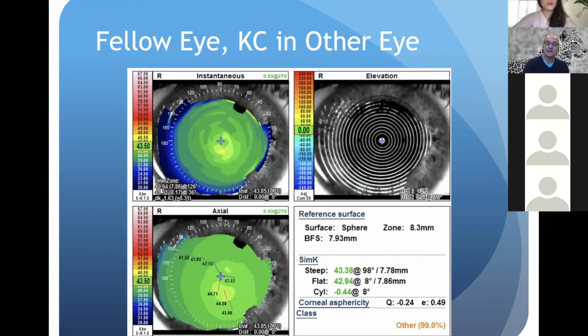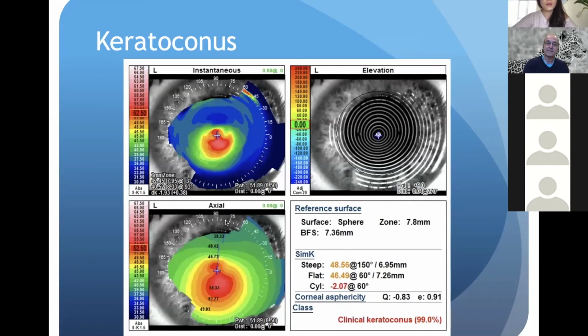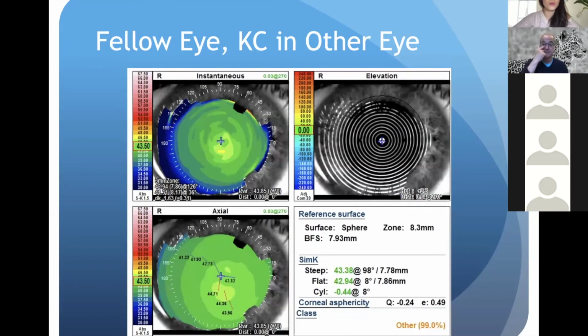This is the same patient. This is their left eye. This is the right eye.